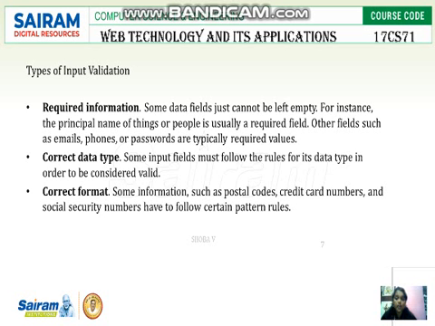Next, correct data type. Some input fields must follow a certain data type in order to be considered valid, and the system will expect the correct type of data. And correct format. Normally we have some predefined rules for passwords or date formats. Some information like postal codes, credit card numbers, and social security numbers have to follow certain pattern rules. For example, a date should be in a particular format, and a password should be in a mixed alphanumeric format.